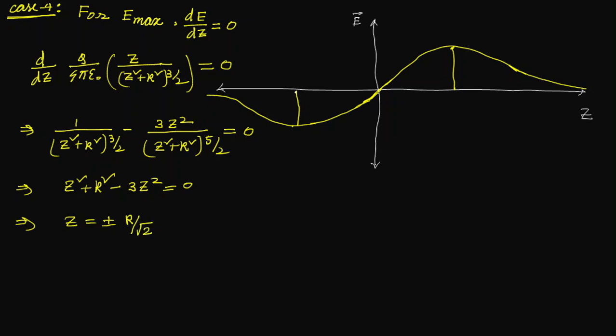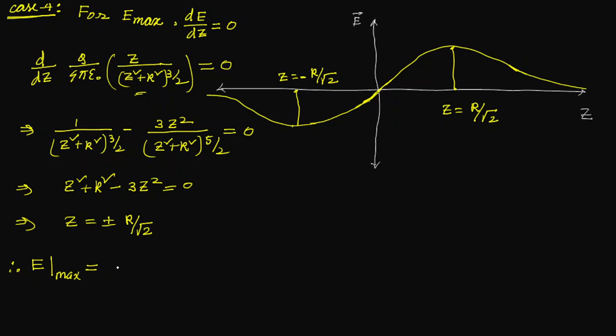Okay, so these are the points where the value of Z will be R by root 2, and at this point the value of Z will be minus R by root 2. Then what will be the value of the maximum electric field? Therefore Emax. For Emax, in this formula we have to put Z equals R by root 2.